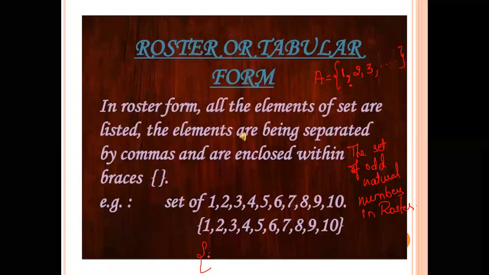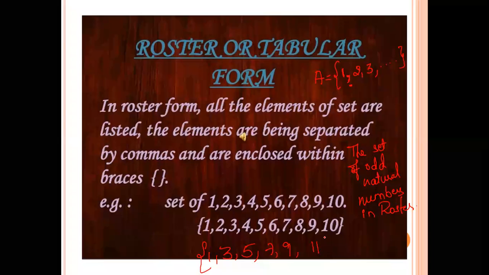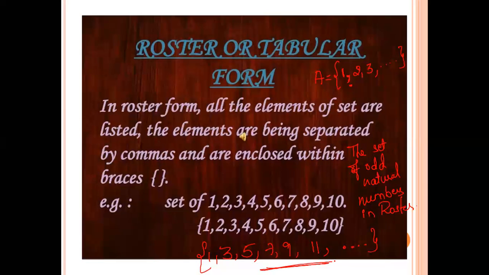So how do you write it in roster form? 1, 3, 5, 7, 9, 11, and it goes on. So this is how you write it in the roster form. That is, you list down the elements. Okay, is the definition of the roster form clear, students?